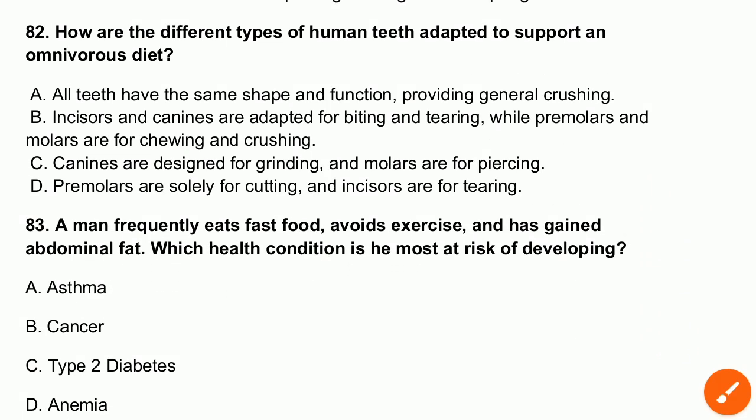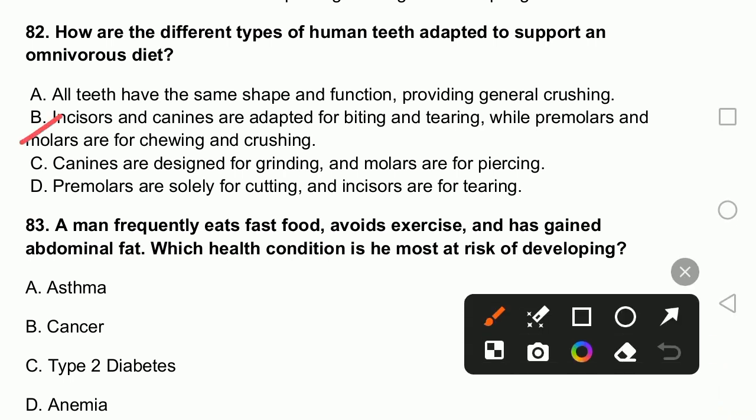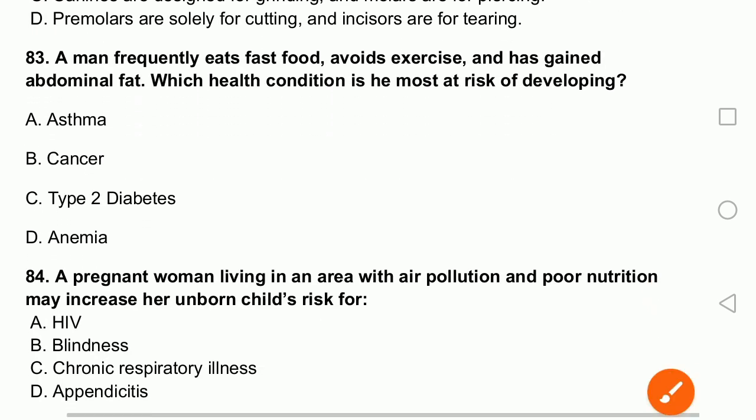How are the different types of human teeth adapted to support an omnivorous diet? Incisors and canines are adapted for biting and tearing, while premolars and molars are for chewing and crushing.